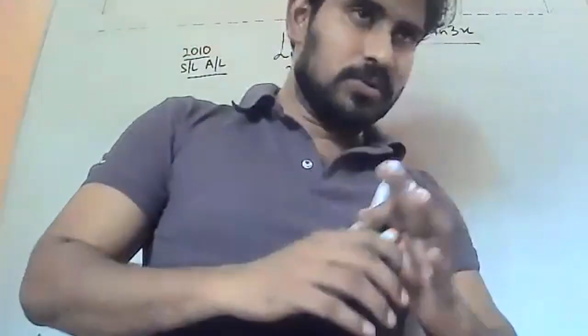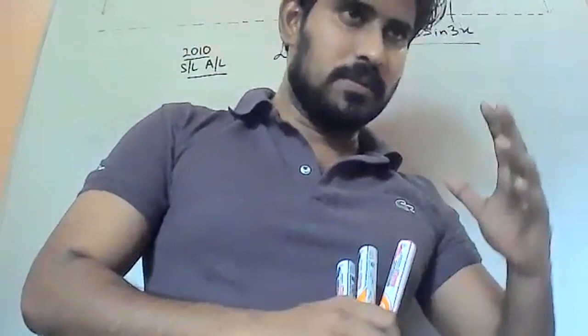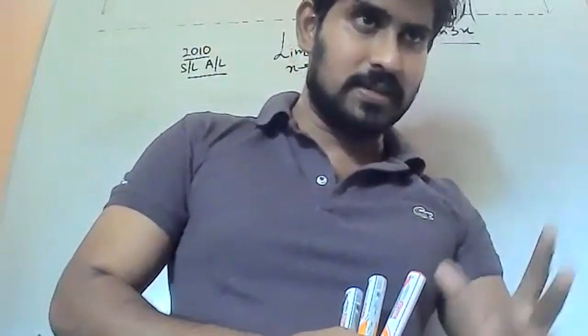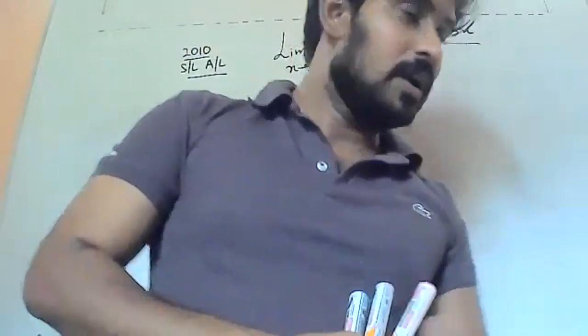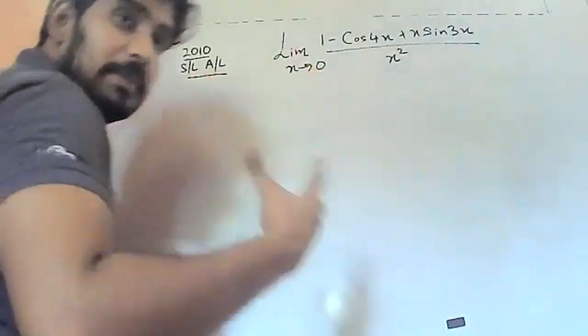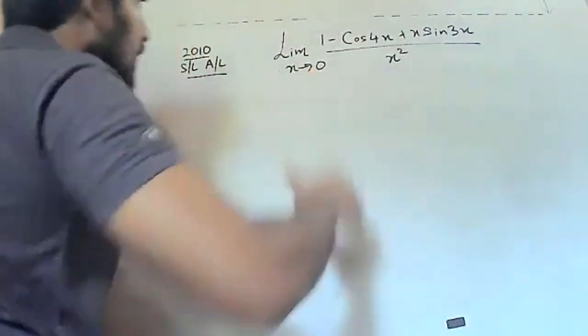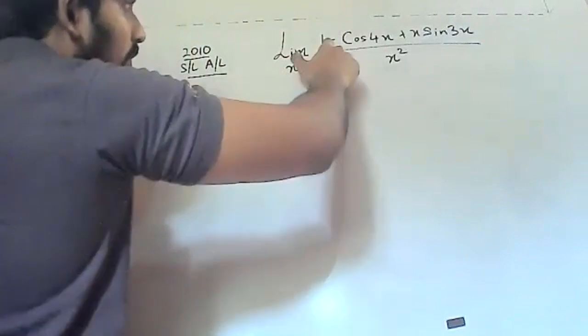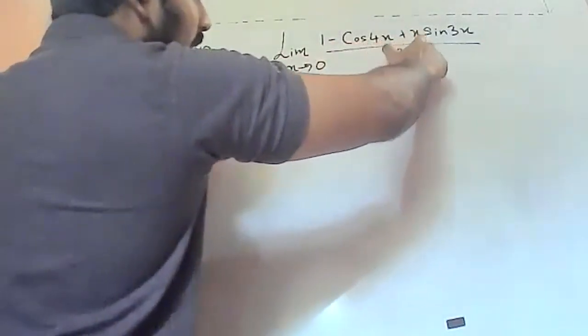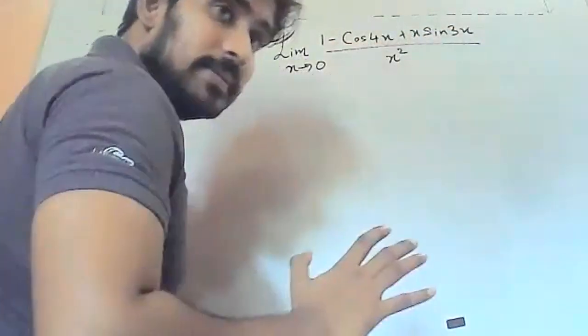So hi, today I'm going to solve this limit problem, which is extracted from the 2010 Sri Lankan A-level paper, the Sri Lankan A-level combined maths paper. Okay, so now let's see. This is the limit problem. Let's do this quickly. Limit x tends to 0, (1 minus cos 4x plus x sin 3x) divided by x squared, right?